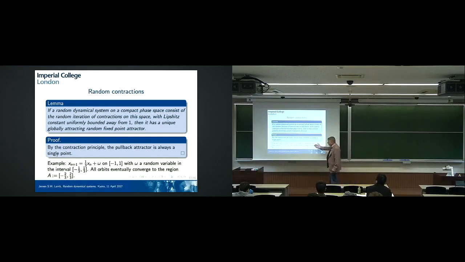And for instance, as an example, take x_{n+1} = 1/3 x_n + omega, where omega is a random variable in the interval minus a third to a third. Then all our orbits eventually converge to the region A, which is 2/3 and a third.